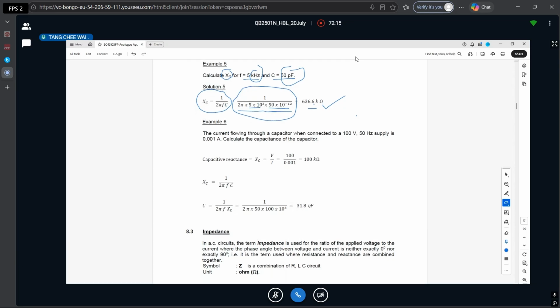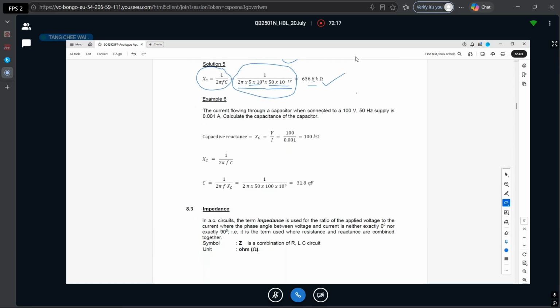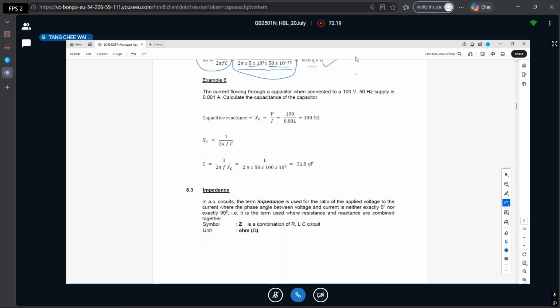Okay, let's move on to example 6 now. Every time, even in the exam, when a question is given to you, the important thing is to take note of what is given to you first, before you start doing it, okay? All right, current flowing to a capacitor connected to 100 volts. Okay, that's a voltage, and 50 hertz, that is a frequency. And then there is a current, 0.001 ampere. And then, of course, they want you to find the capacitance.